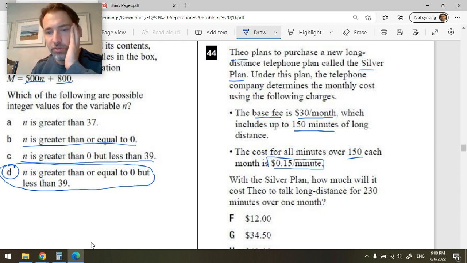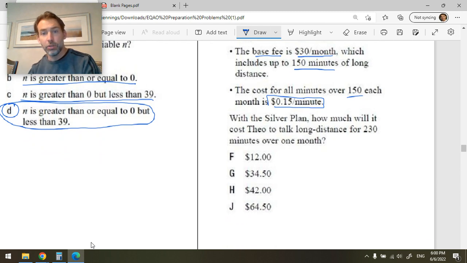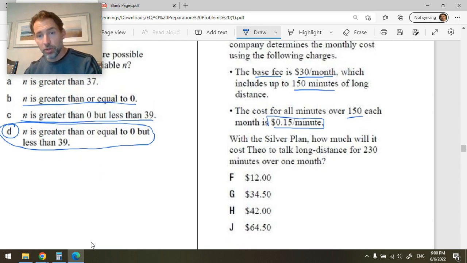With the Silver Plan, how much will it cost Theo to talk long distance for 230 minutes over 1 month? So it's important to note that the first 150 minutes are free. So how many minutes does he have to pay for? The total minutes he uses minus the free minutes. Okay, so he will have to pay for 80 minutes.